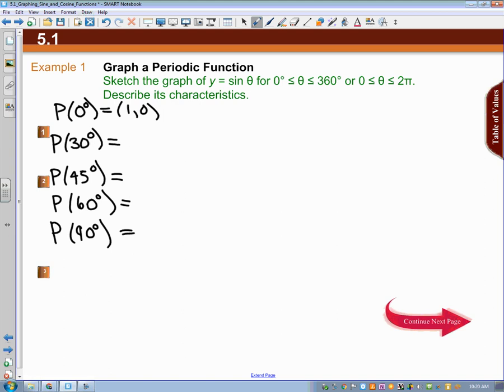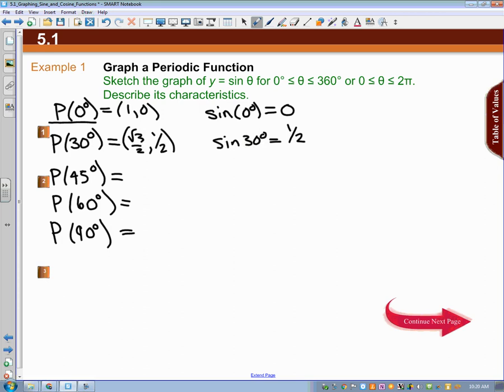Now, looking at that a little more functionally, because I wrote P of 0 degrees is equal to (1, 0), this lets me know that the sine of 0 degrees is equal to 0. Whereas the point at 30 is (root 3 over 2, 1 half). So the sine of 30 degrees is equal to 1 half.